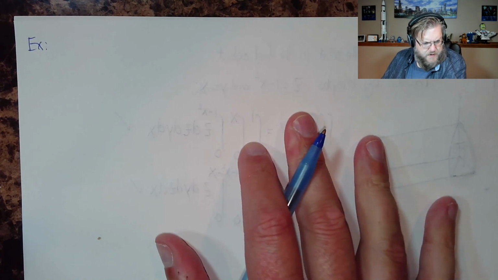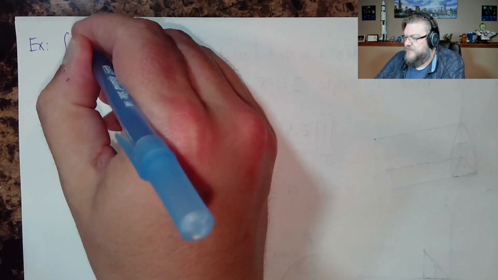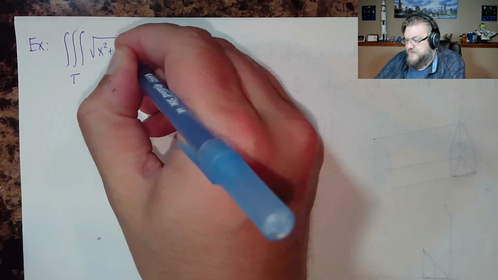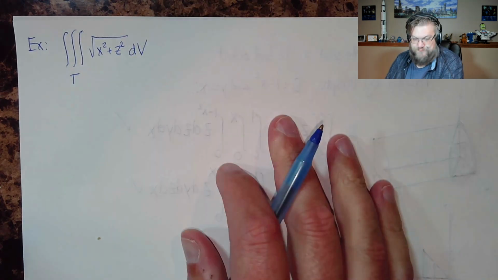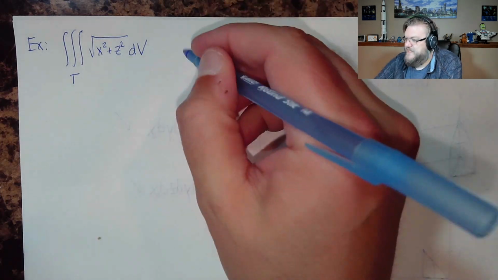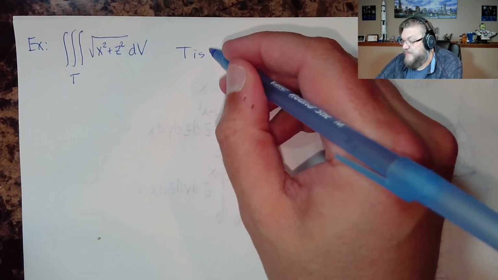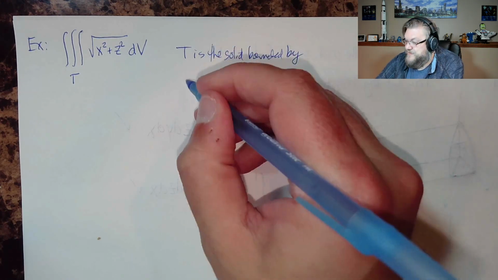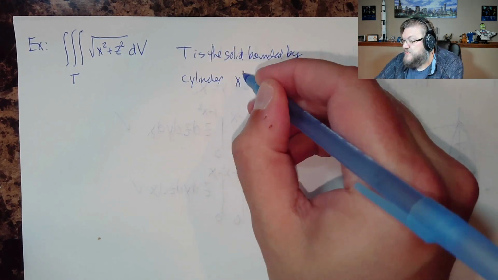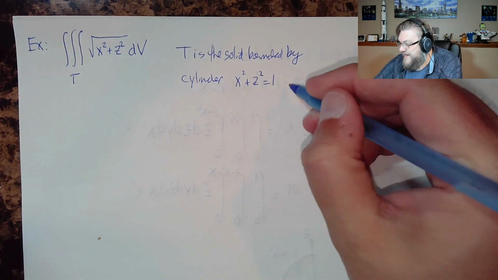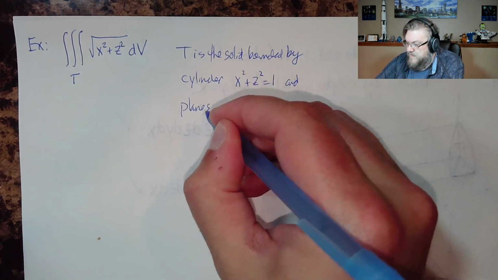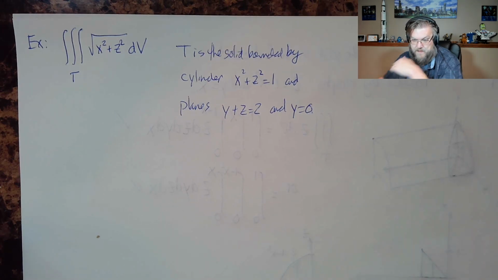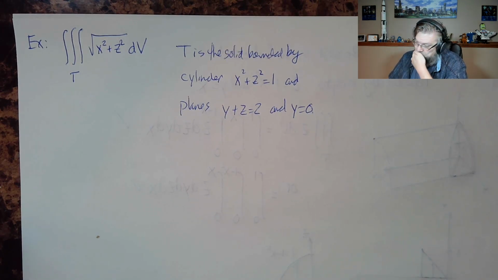Okay. All right, let's try this. They want us to evaluate the triple integral over T of the square root of x squared plus z squared dV. And they tell me that T is the solid bounded by the cylinder x squared plus z squared equals 1, and the planes y plus z equals 2 and y equals 0. Ooh, okay. Well, that sounds fun.